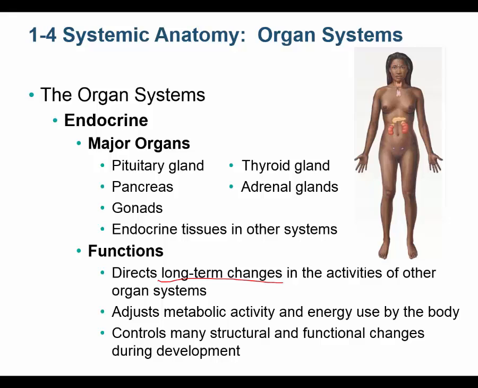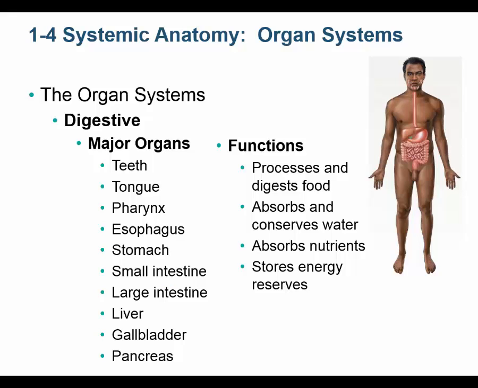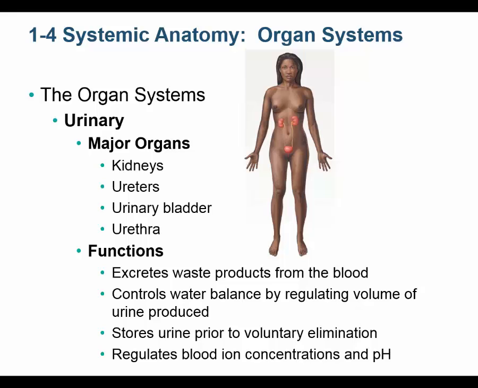The digestive system, this is your breaking down your food products into absorbable nutrients, so you can absorb these nutrients. Urinary system gets rid of waste. That's the biggest thing it does, is get rid of waste. Filters your blood and gets rid of waste.